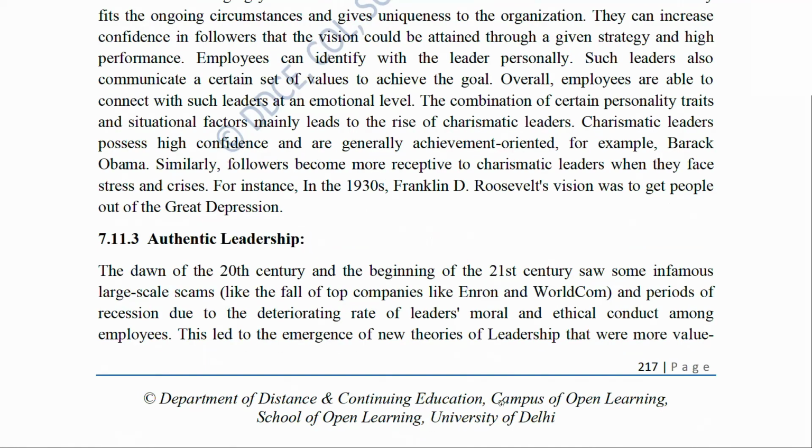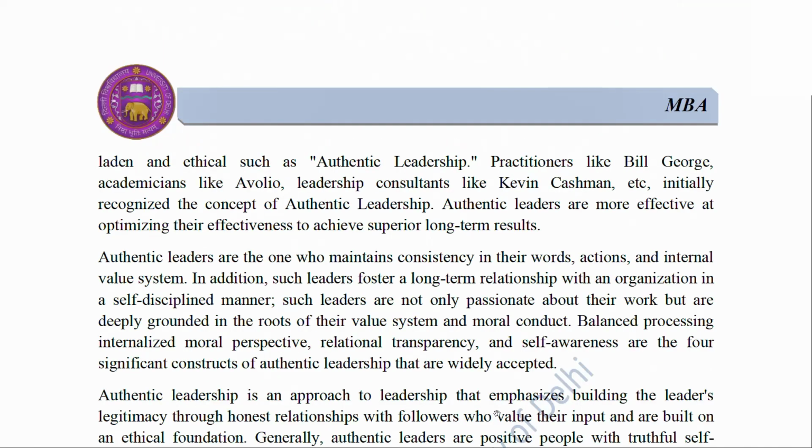7.11.3 Authentic leadership. The dawn of the 20th century and the beginning of the 21st century saw some infamous large-scale scams, like the fall of top companies like Enron and WorldCom, and periods of recession due to the deteriorating rate of leaders' moral and ethical conduct among employees. This led to the emergence of new theories of leadership that were more value-laden and ethical, such as authentic leadership. Practitioners like Bill George, academicians like Avolio, leadership consultants like Kevin Cashman, etc., initially recognized the concept of authentic leadership.